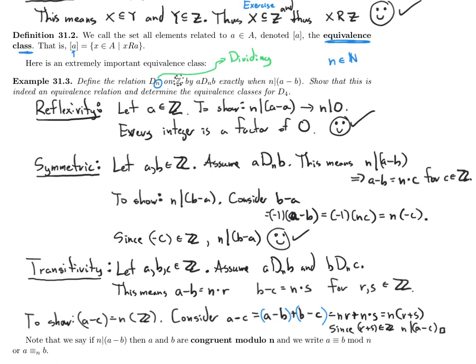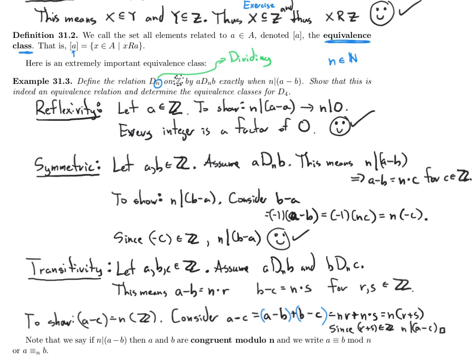So this is great. We have that this is indeed an equivalence relation. We've proved that this relation is reflexive. We've proved that it's symmetric. We've proved that it's transitive. Now let's talk about equivalence classes. So I want to find all equivalence classes of D4. So like we're dividing by 4. And just remember, we do indeed know what the relation is. It's when n, in this case 4, is a factor of the difference of two numbers. Then they're related. They're in the same equivalence class.